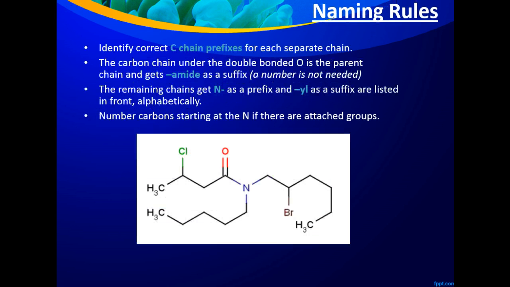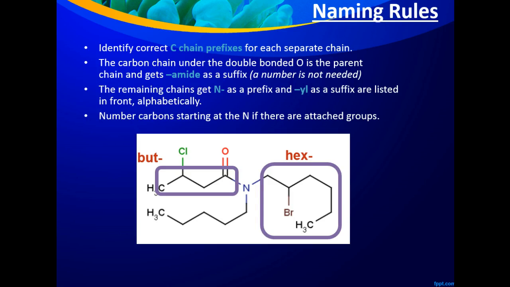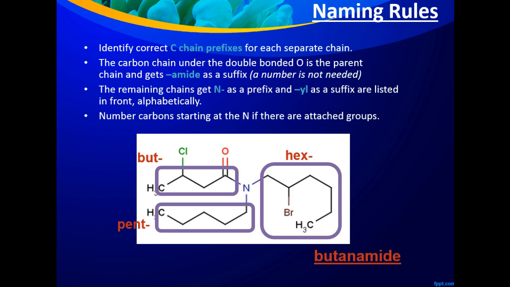And finally, here's your most complicated amide that you're going to see today. Starts off the same way. Identify all the carbon chains you have. There's a bute over here, there's a hex over here, and a pent down here. The double bonded oxygen gives us the backbone, so the backbone is butanamide. The remaining chains get listed alphabetically with N's and YL. So there's an N-hexyl and an N-pentyl.